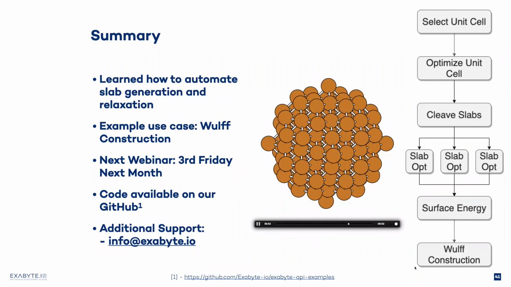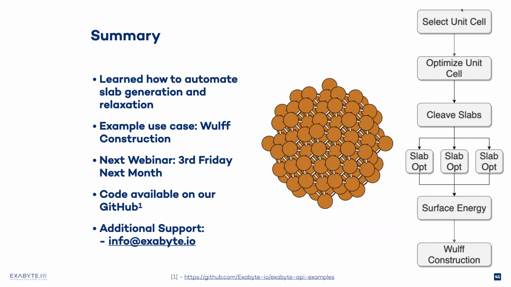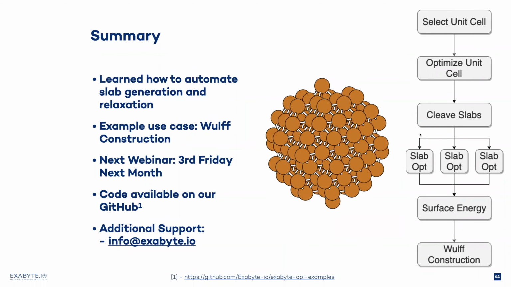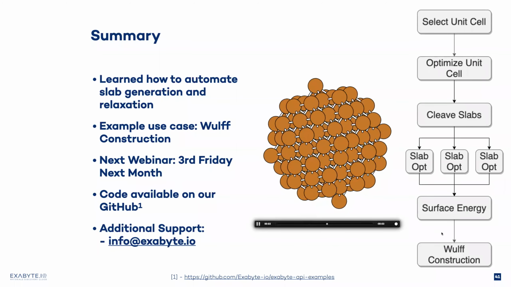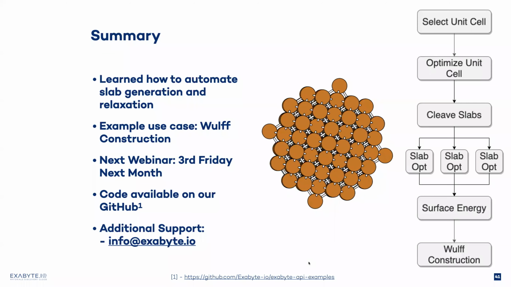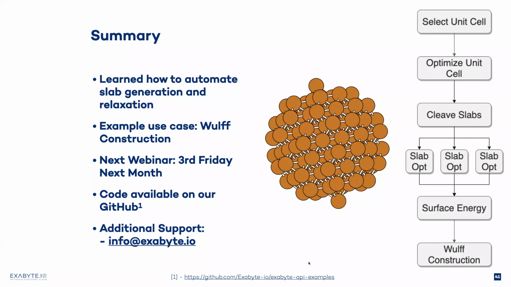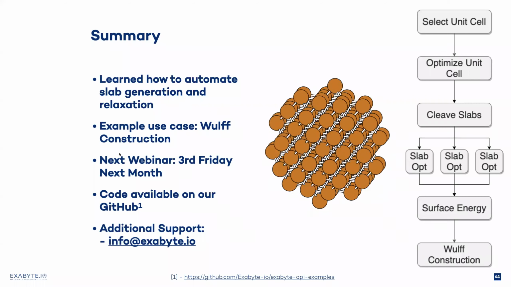Again, following this recipe here, where the general workflow is we get the unit cell and optimize it, cleave the slabs, optimize them to get a bunch of surface energies, and then using the surface energies, we can get this Wulff Construction, which again is a very useful tool for guessing what nanoparticles might look like.